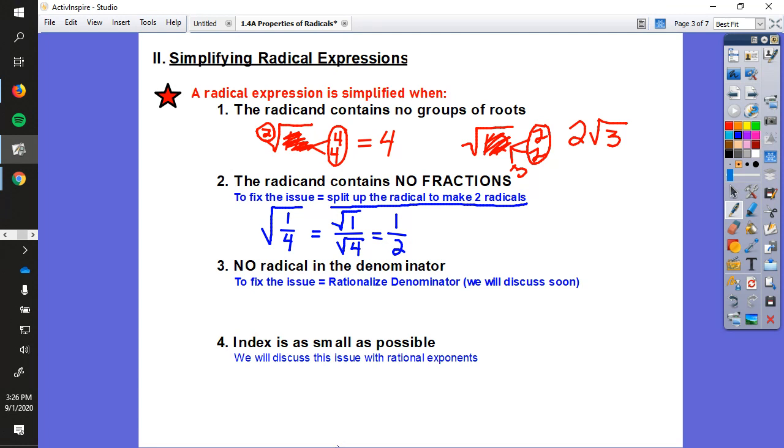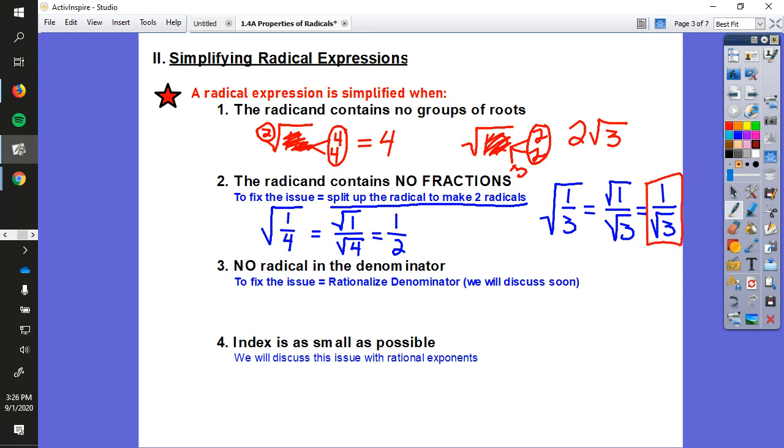However, that does create an issue sometimes because let's say instead of 1/4, it's 1/3. And then when we split it up, we do get the square root of 1, which is nice. It's 1. But the square root of 3 doesn't work out nice. So that creates a new issue. And if you look at number 3, that's our new issue. There cannot be a radical in the denominator. So this right here is not simplified because there's a radical in the denominator.